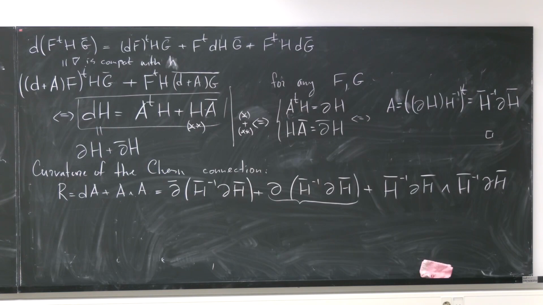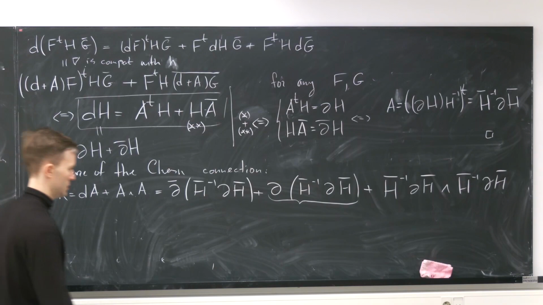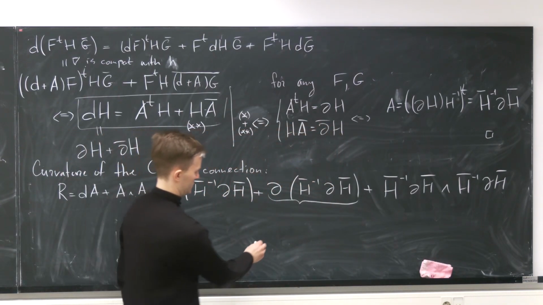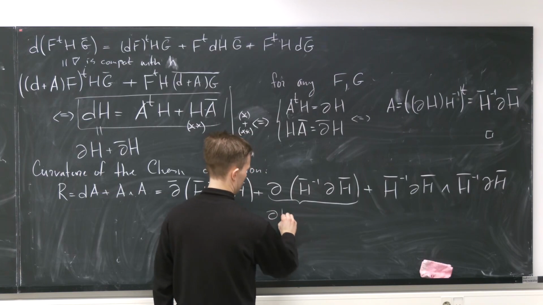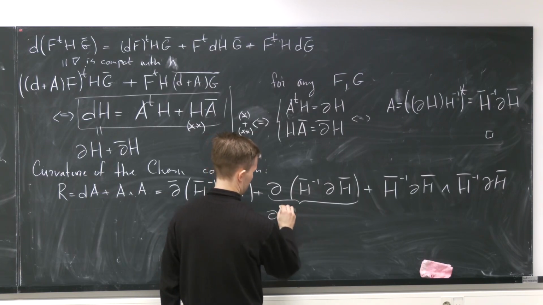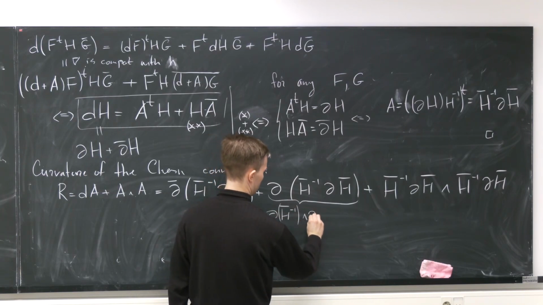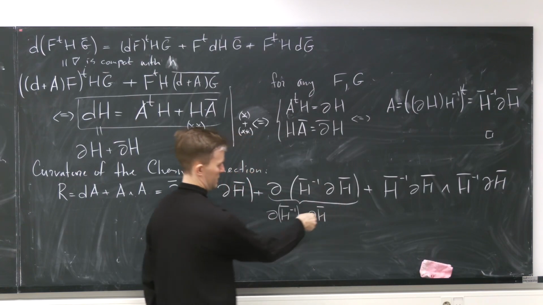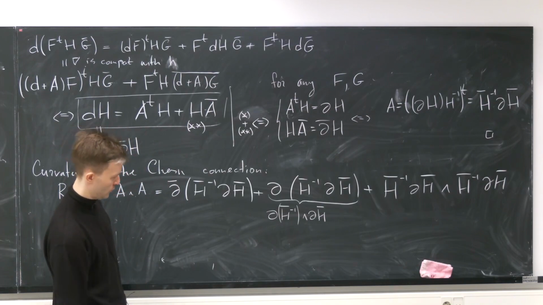All right, so I was going to now compute the curvature. So what do I get here? If I apply this del to H bar inverse, H del H bar, of course if I apply del to this part, then I get 0 because del squared is 0.